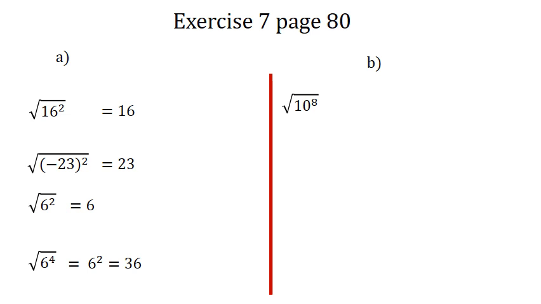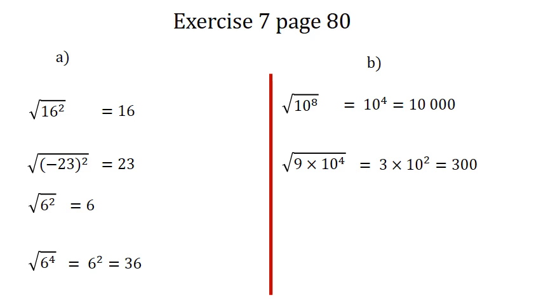Now go to part B. Radical 10 to the exponent 8. The value of the power is divided by 2, so it is 10 to the exponent 4, or 10,000. Radical 9 times 10 to the exponent 4. Radical of 9 is 3, and radical of 10 power 4 is 10 power 2. I will have the same base with half the value of the exponent, so it is 3 times 10 squared, or 300. Radical 9 times 81, it is 3 times 9, which is 27.